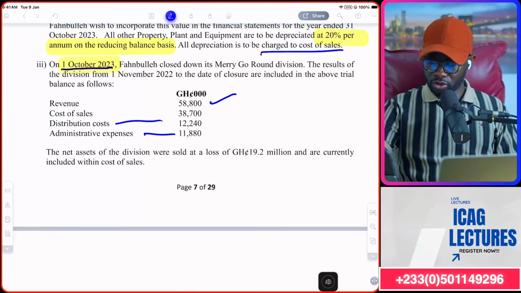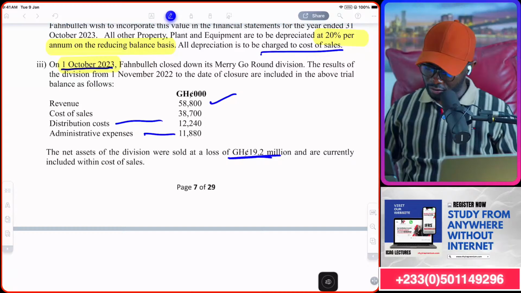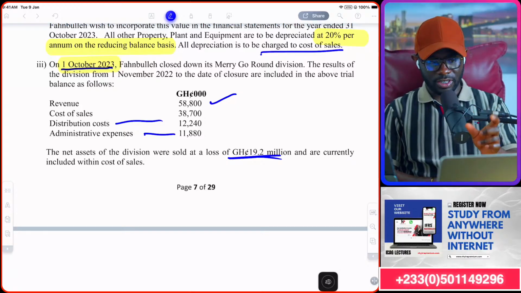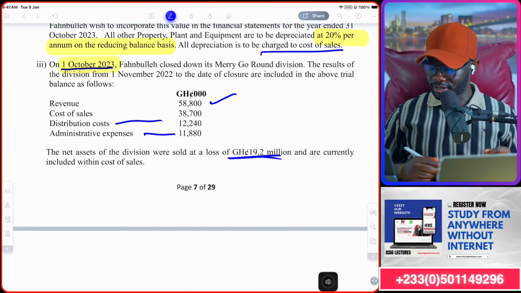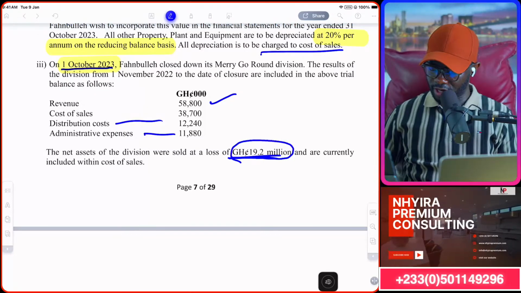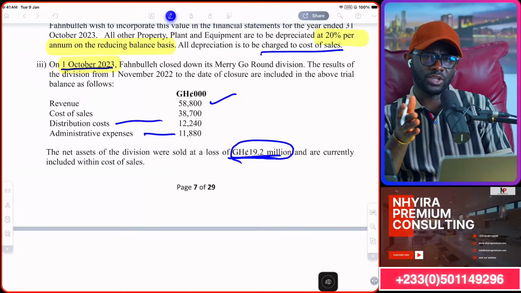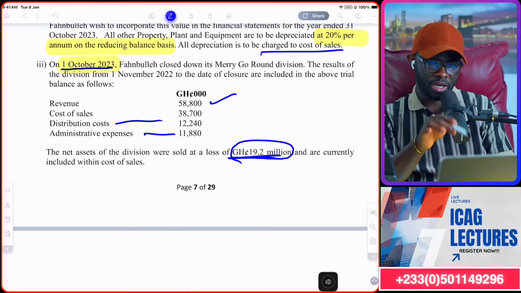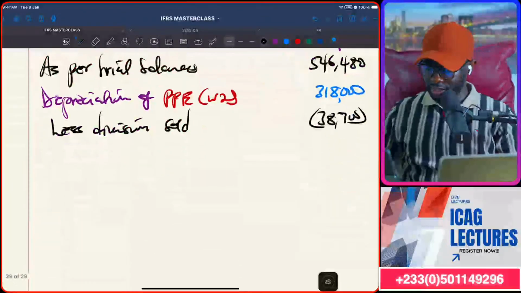Then we go to the net assets of the division were sold at a loss of this, and are currently within cost of sales. So relax. This loss of 19,200 is included in the cost of sales. But really, loss from disposal of a division should not be part of your cost of sales. So that is a wrong accounting policy application. So we have to take out that loss from there in the cost of sales.